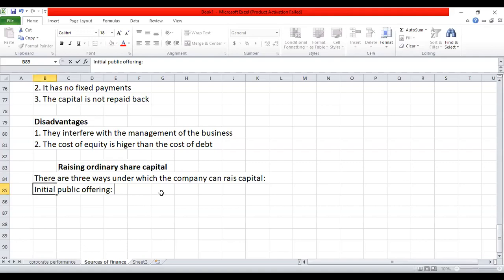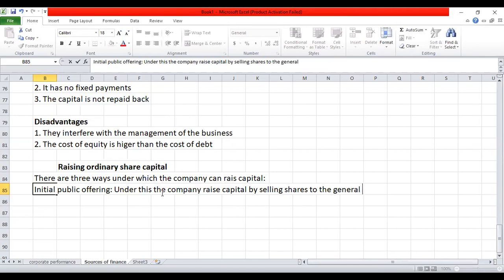Under the initial public offering, the company raises capital by issuing shares, or by selling shares, to the general public through the capital market. That is the initial public offering.